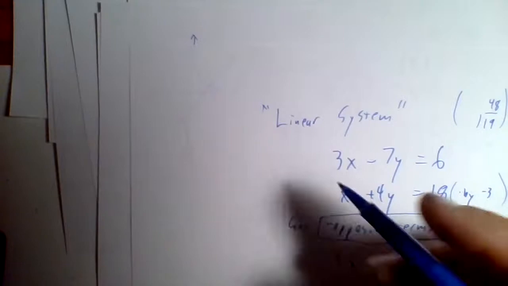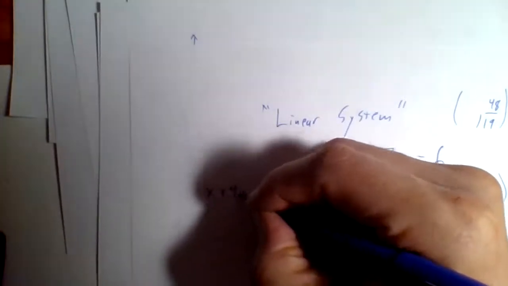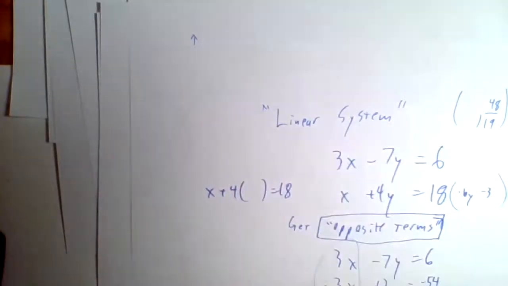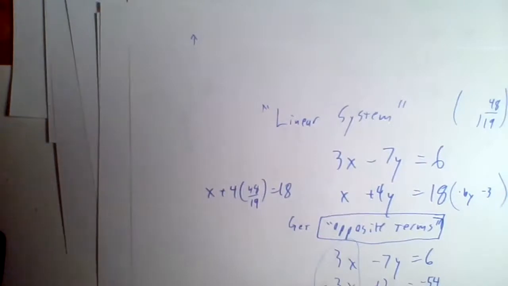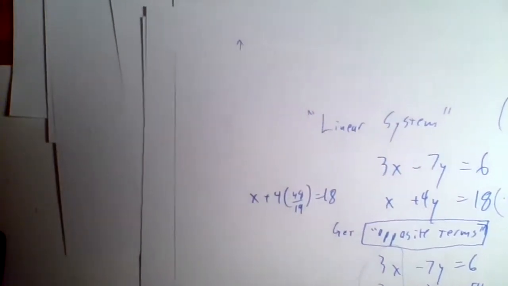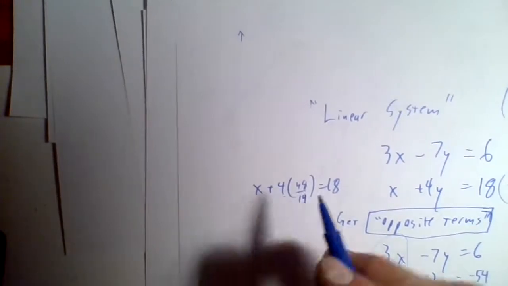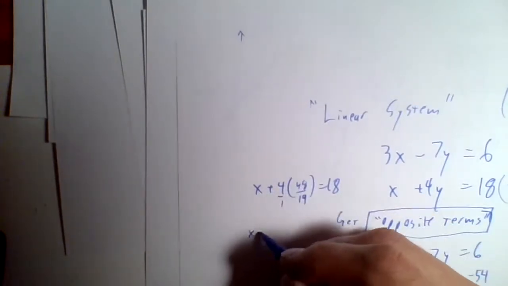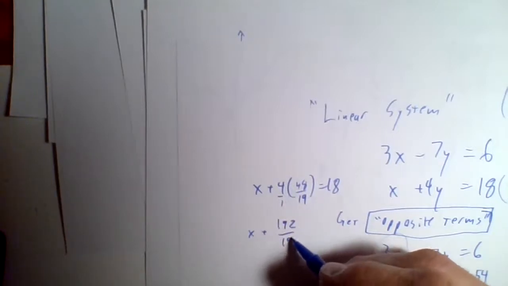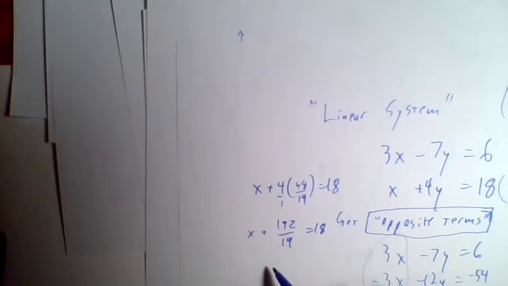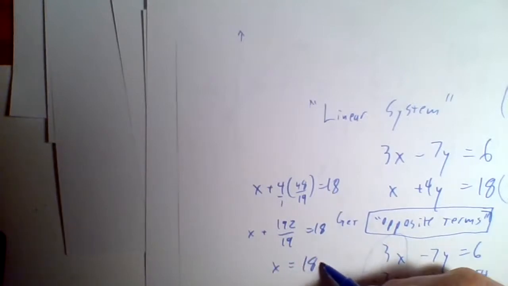I'm going to use this x plus 4y equals 18. So if x plus 4y equals 18 and y has to be 48 over 19, then I can get x by itself in this thing. Kind of clunky numbers, but let's work this out. 4 times that is 4 over 1 times that. So I got 192 over 19. So x is 18 minus 192 over 19.